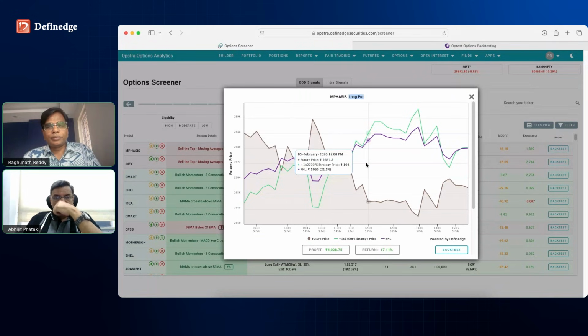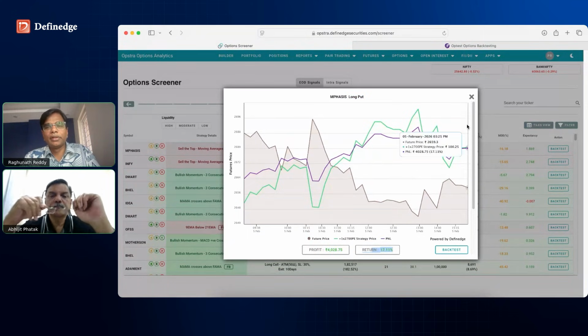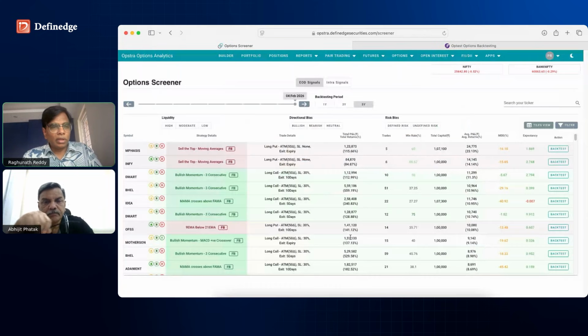And you know, this futures price is there, and then you have the strategy price, and you have the PNL. All of them are here, and you also have the results here. What was the profit and what is the return? Return is based on the capital deployed. Okay, so that is one.